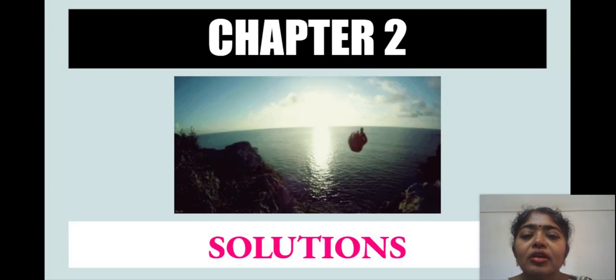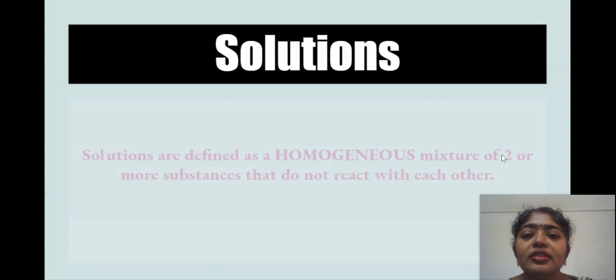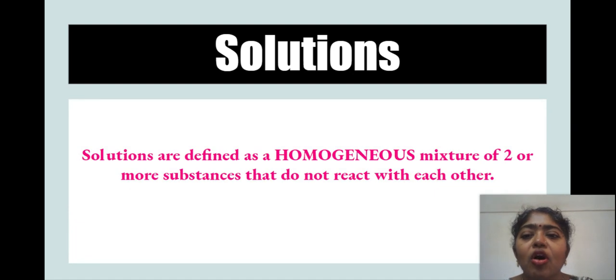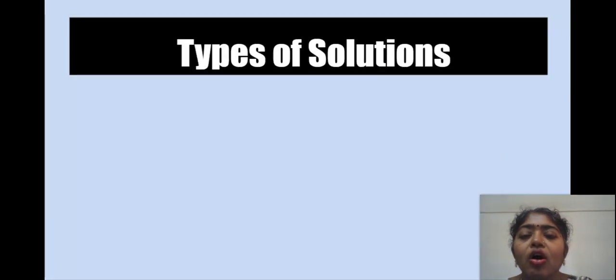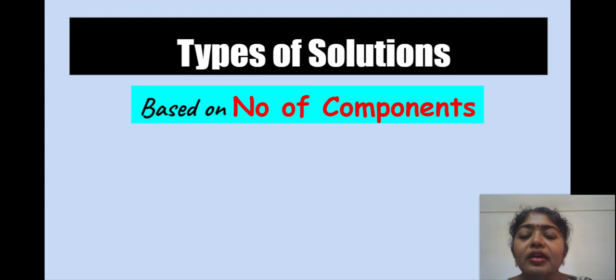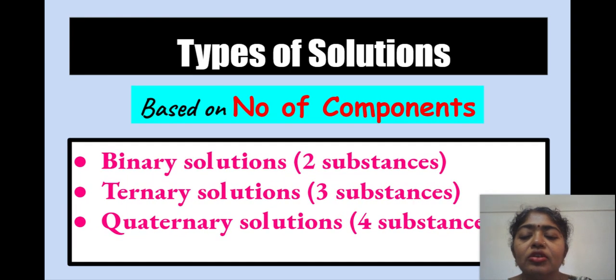In our last session, we understood that solutions are a homogeneous mixture of two or more substances that do not react with each other. Now, these solutions can be classified on the basis of the number of components they contain as binary, ternary, or quaternary solutions. Binary solutions consist of just two substances or two components, while the ternary solutions are made up of three substances, and the quaternary solutions contain four substances or four components.